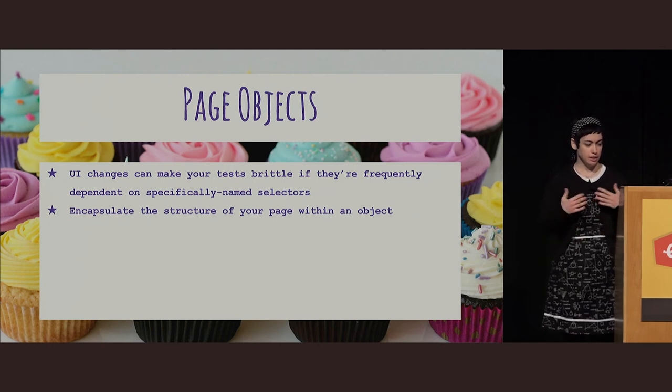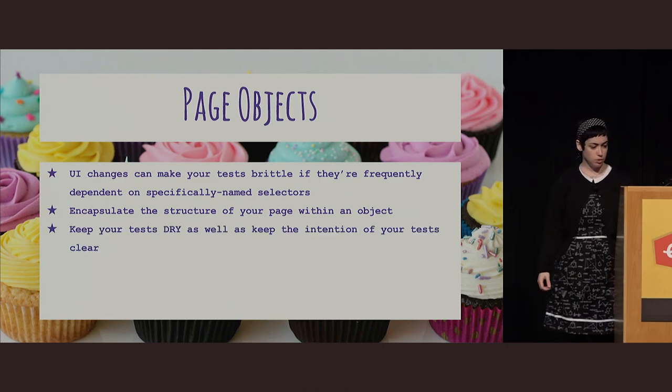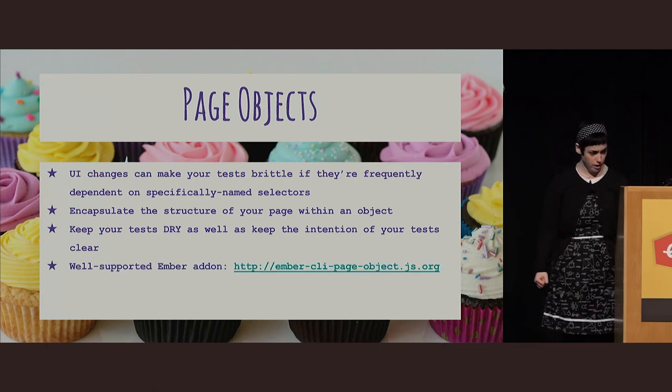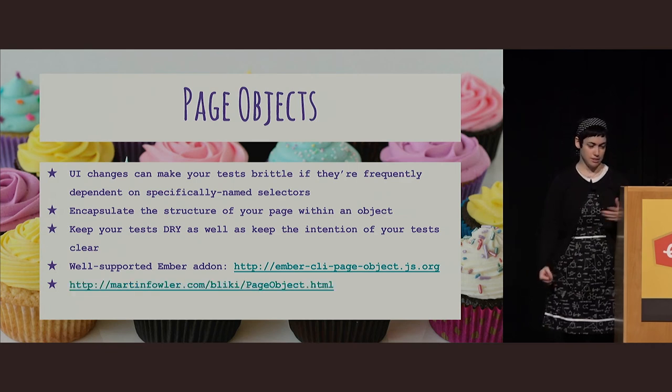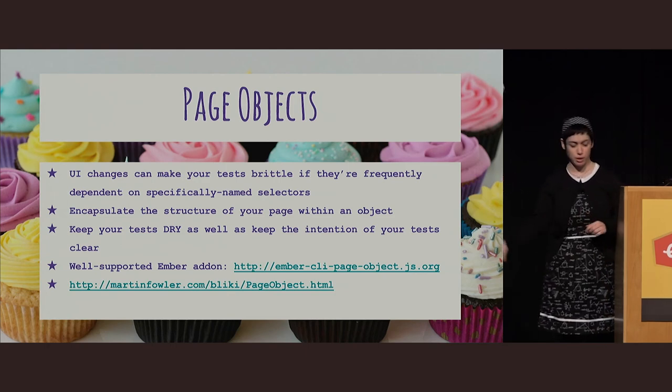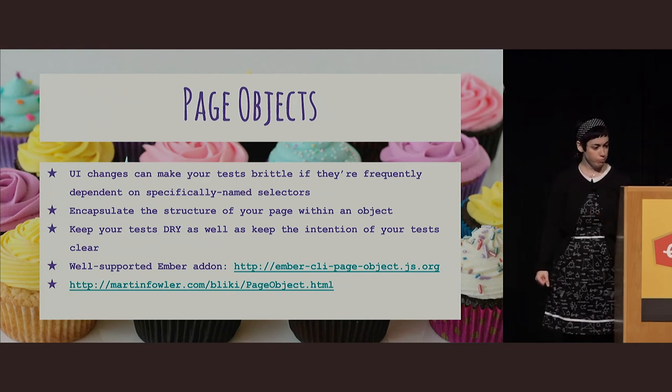Basically, you encapsulate the structure of your page within an object. This helps keep your tests DRY as well as keeping the intention of your tests clear. There's a well-supported Ember add-on that looks awesome called Ember CLI Page Object. And there's also this famous blog post by Martin Fowler on the topic of page objects if you want to read more about them in general.